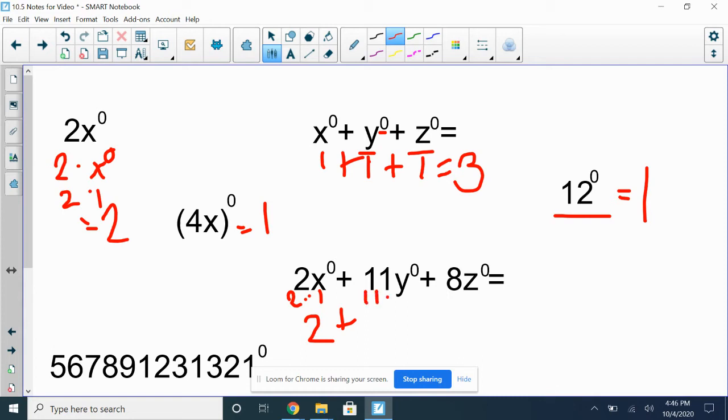So 11 times 1 is 11. And same thing, 8 times z to the power of 0. So 8 times 1, because z to the power of 0 is 1, is just 8. So then I have 2 plus 11 is 13. Plus 9 is 22.